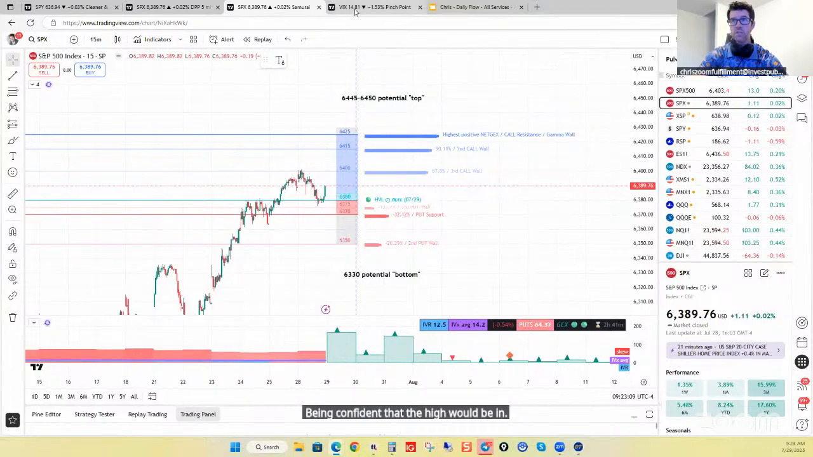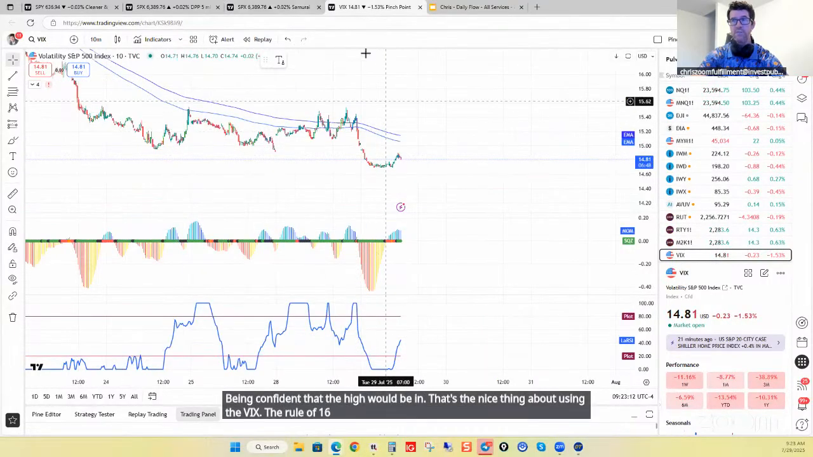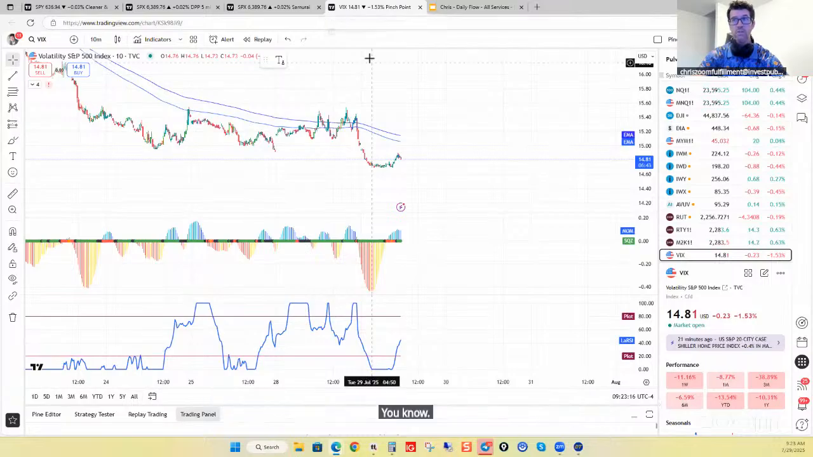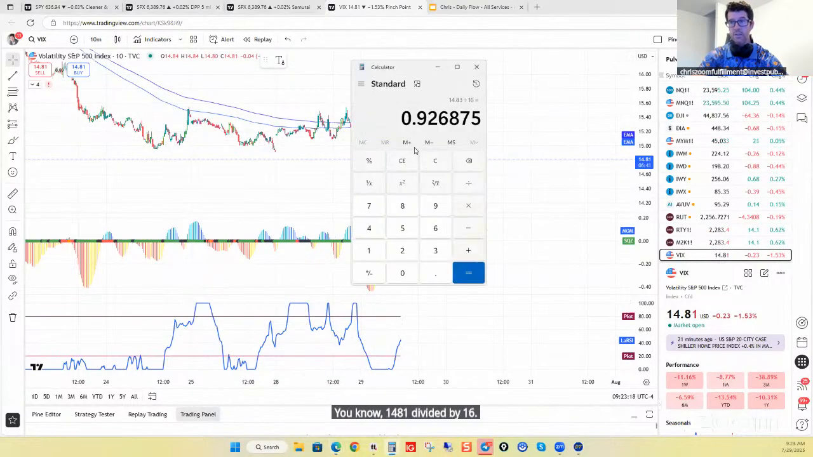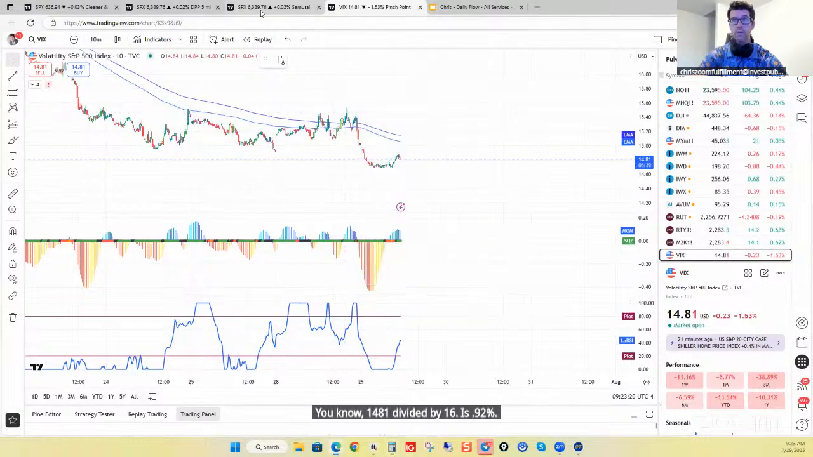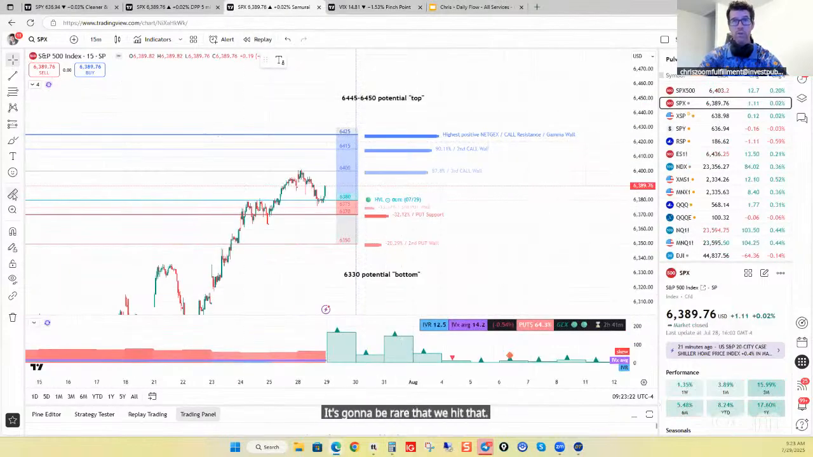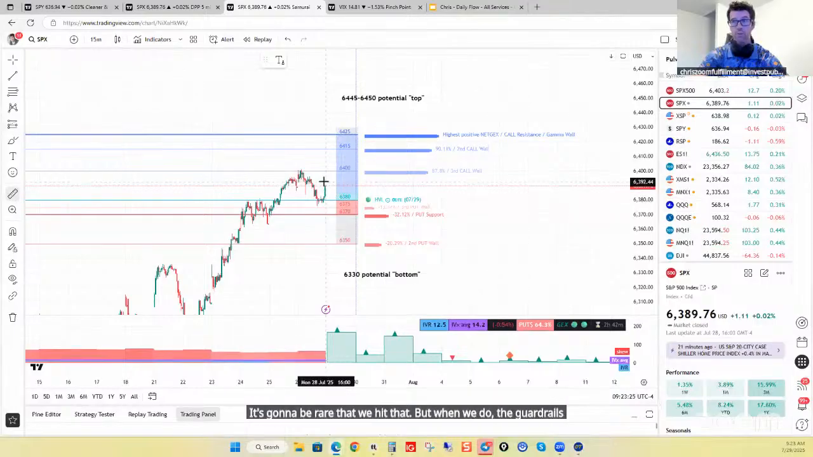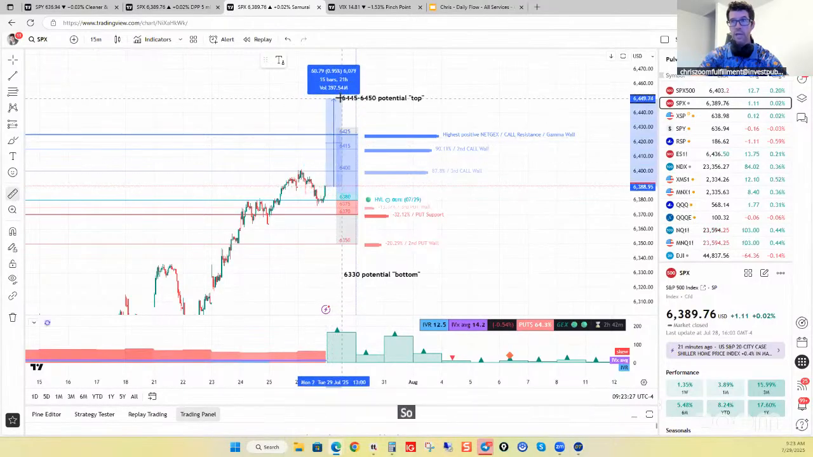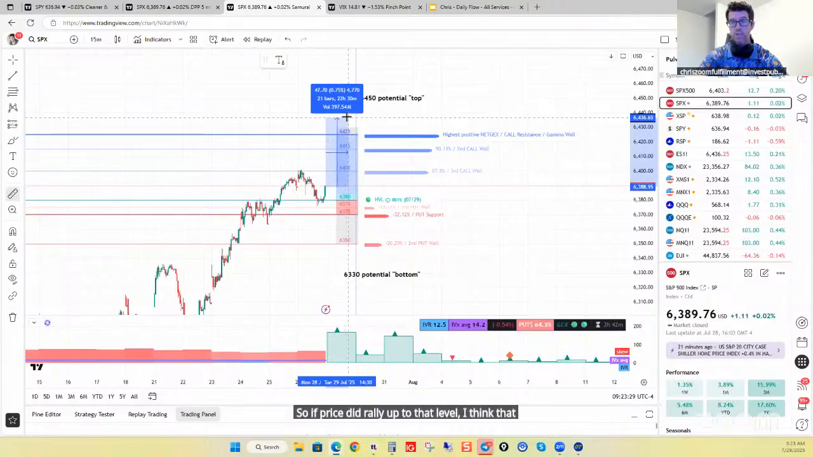That's the nice thing about using the VIX. The rule of 16 on the VIX is that it's very rare that we hit this, 14.81 divided by 16 is 0.92%. It's going to be rare that we hit that. But when we do, the guardrails are very firm. So if price did rally up to that level, I think that we would rally and reject.